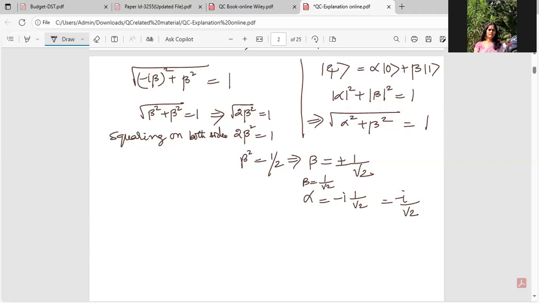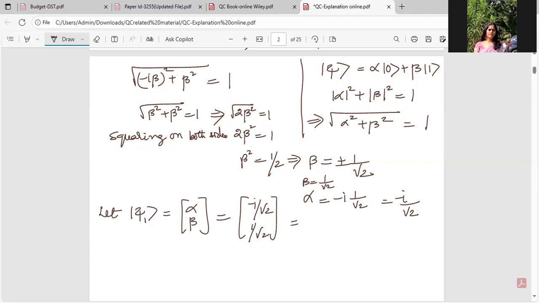In general, I have considered ket xi 1 to be alpha beta, a vector. So here I am just considering minus I by root 2 and 1 by root 2, or I can rewrite this as 1 by root 2 times minus I and 1. If I consider minus 1 by root 2, then things would be different.